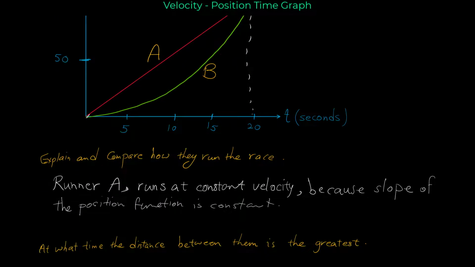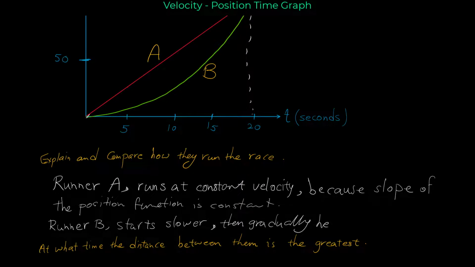So regarding runner B, we can say it this way. For runner B, he or she starts slower compared to runner A. Then gradually he or she increases his or her velocity, and at the end the velocity of runner B is greater than the velocity of runner A.